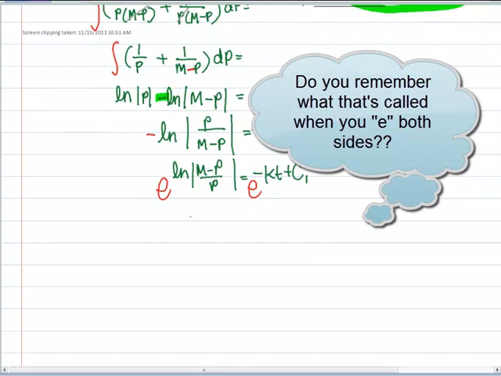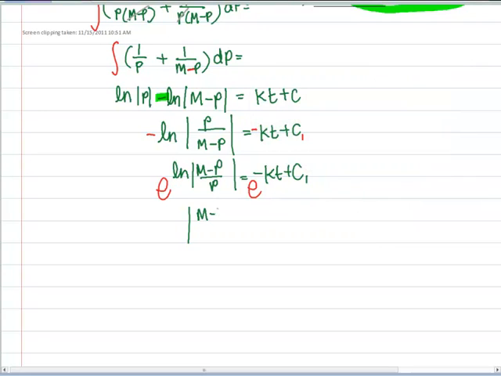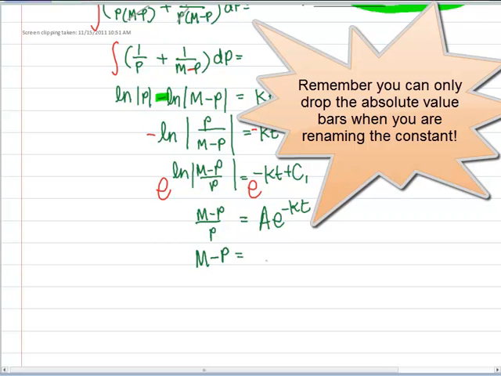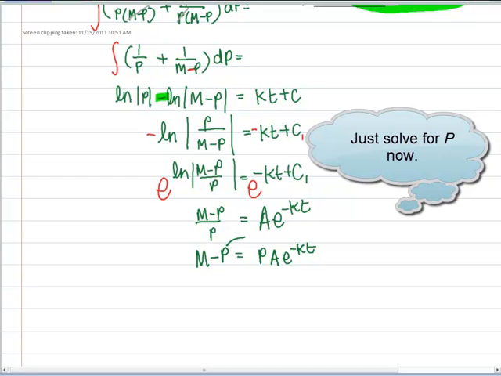And the e and the natural log cancel out. So I just have |m minus p over p| in absolute values. I'm going to rename my constant here. I'm going to call this A e to the negative kt power. I'm going to multiply p over to the other side, and I'm going to basically add the p over and factor it out, and then divide.